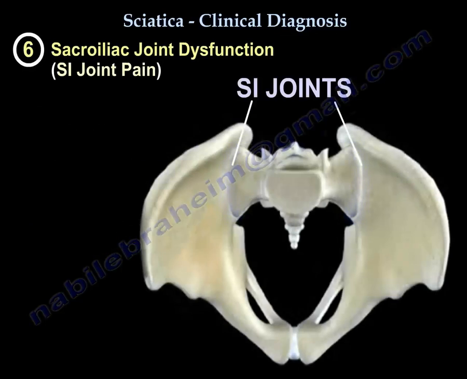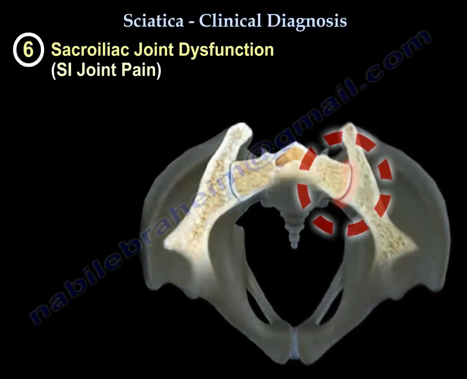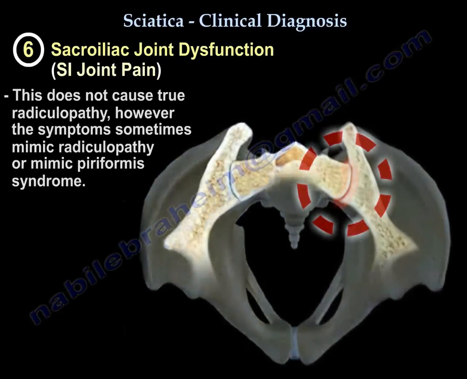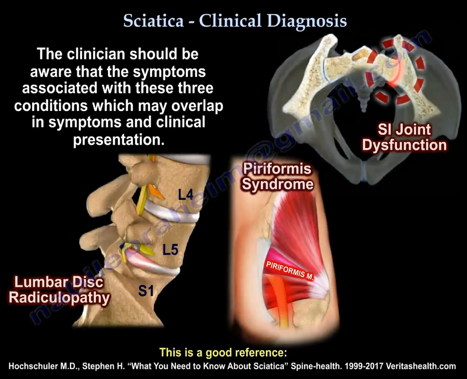The last entity we need to mention is SI joint dysfunction. That does not cause true radiculopathy. However, the symptoms sometimes mimic radiculopathy or mimic piriformis syndrome, and the clinician should be aware that these three entities can overlap and can mimic each other.